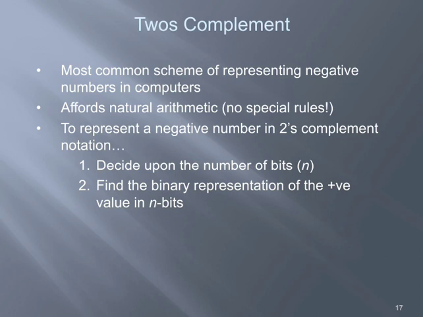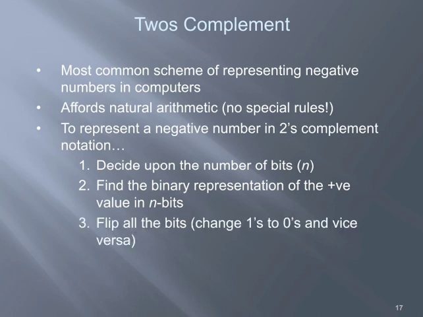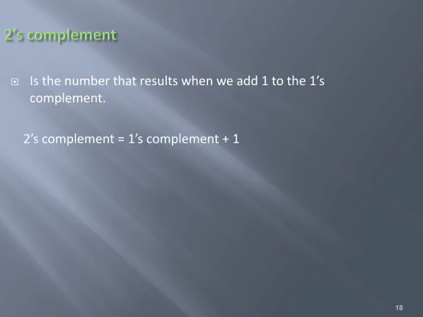So first, what is the procedure of finding the twos complement of a given binary number? First, you need to do ones complement of the given binary number. After doing ones complement, you have to add 1 to that ones complement, so that you will get the corresponding twos complement of the given binary number. We will see the procedure. Twos complement is the number that results when we add 1 to the ones complement. So twos complement will be equal to the ones complement number plus 1. We will see with an example.